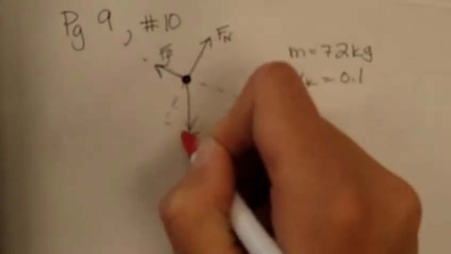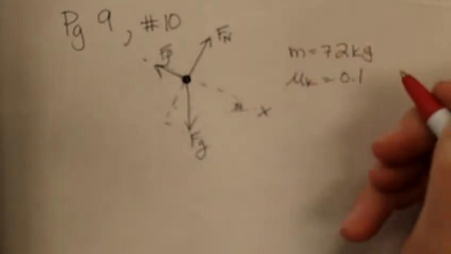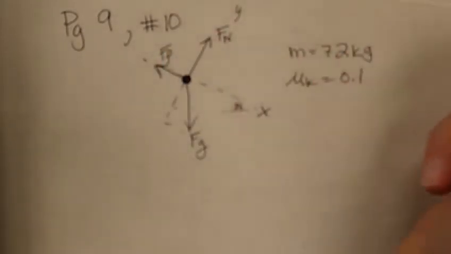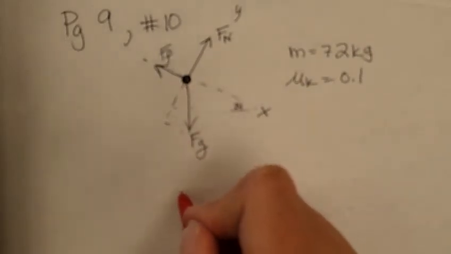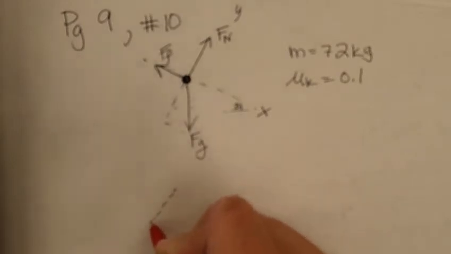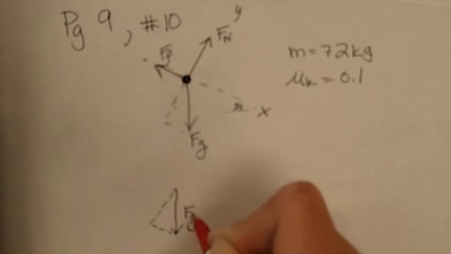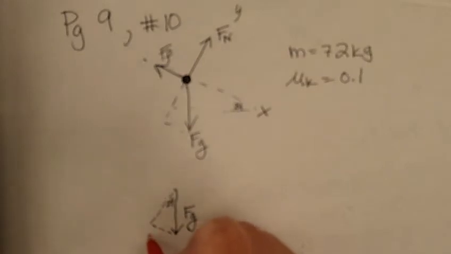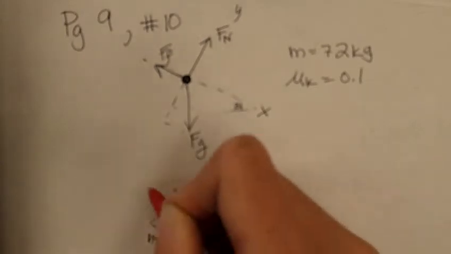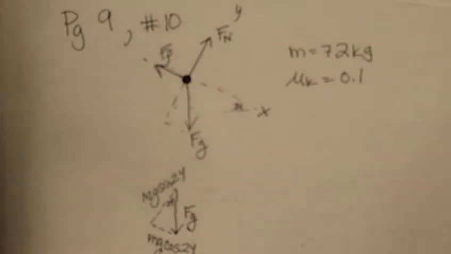Okay, the other thing we have to note is that we are going to redefine our axes so that x is this way and y is this way. So the only thing we need to break up into x and y is FG. I'm going to redraw that diagram down here. FGX will be mg times cosine 24. FGY will be mg sine 24.